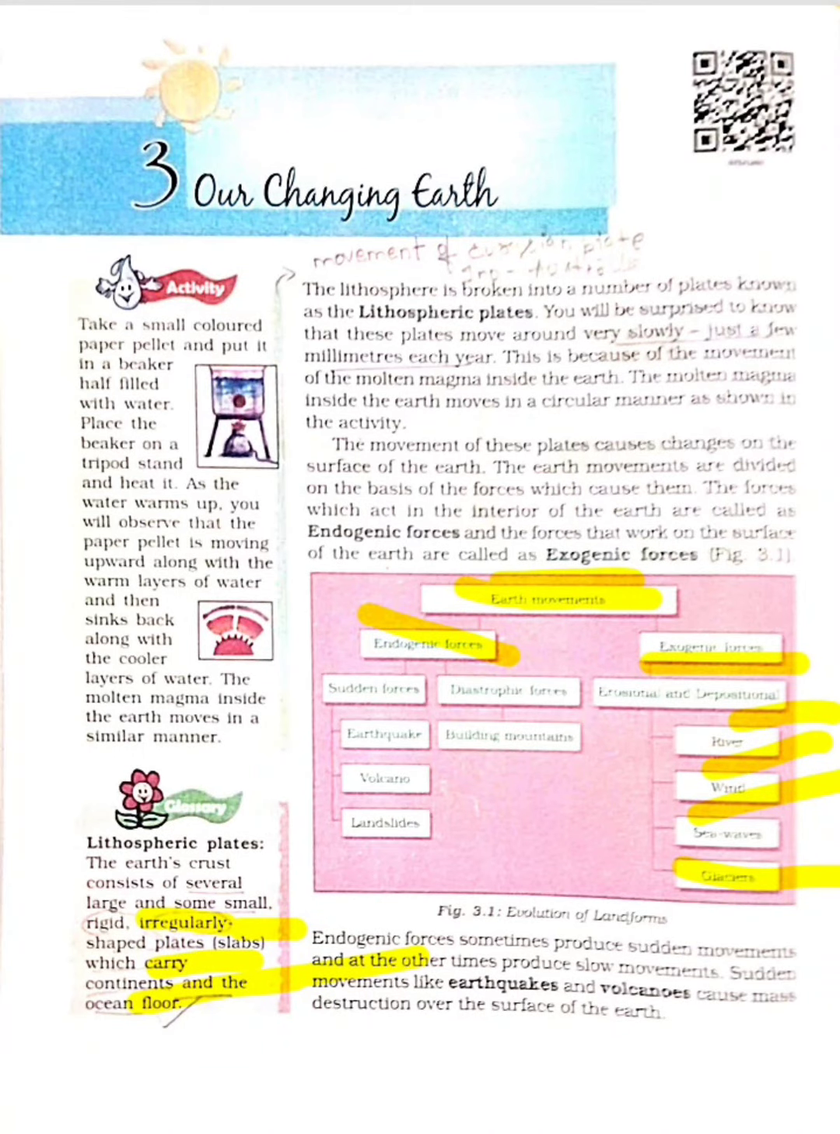Chapter 3, which is our changing earth. We will not read line by line, but we will discuss the important topics covered in this chapter. We know that our earth is composed of a layered structure, which is the crust, mantle, and the core.